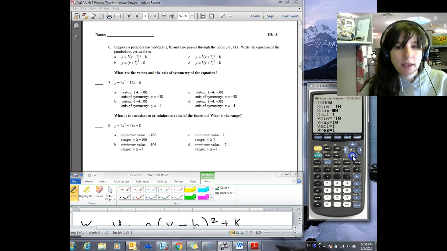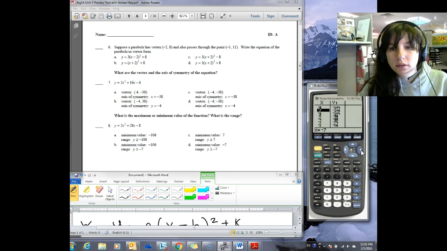So my y maximum this time is what I'm changing. Let's just jump to 30. Oh, not enough. So let's go real big. Ooh, still not enough. So another thing you can do is just zoom out. You can go down to zoom out. Okay, so I know it's coming like this. So my vertex, my minimum, it's way down here. So let's go to my table.